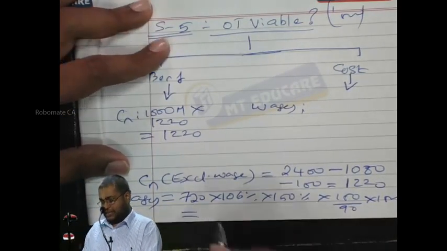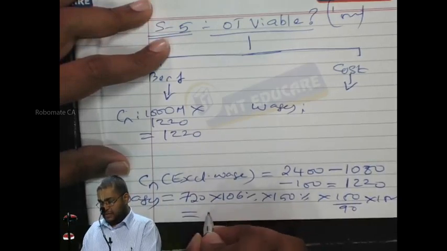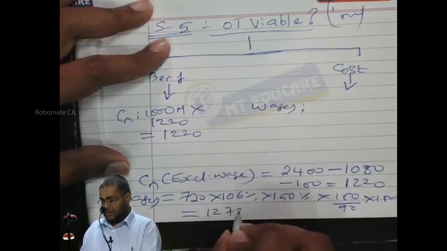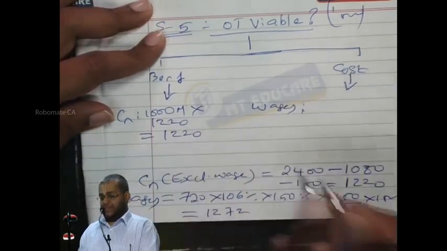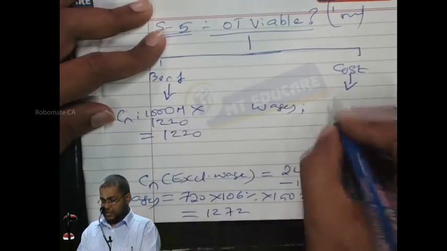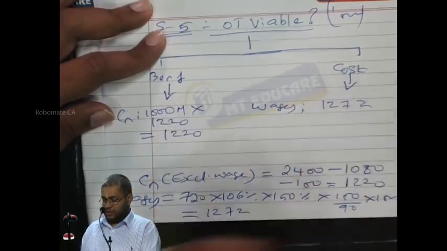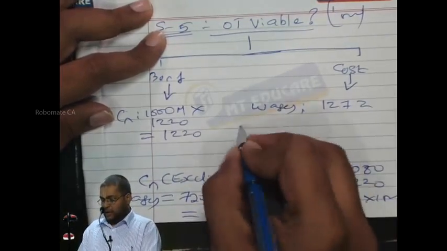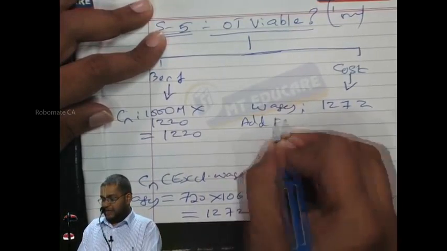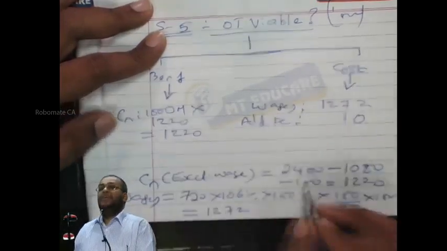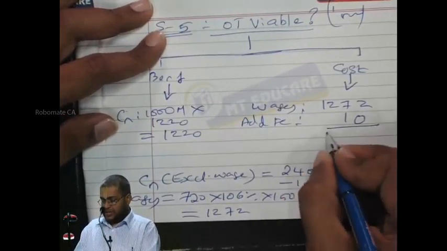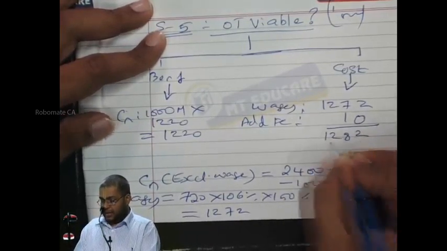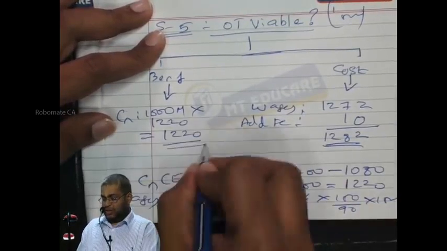One number, tell me in thousands. 1272. The number is in what? 1,000. 1272. So the wages which I pay for manufacturing this machine is how much here? 1272. Apart from that, I am going to incur what? Additional fixed cost. How much here? 10. 10 means what? 10,000. The cost is how much? 1282. The cost is 1282.